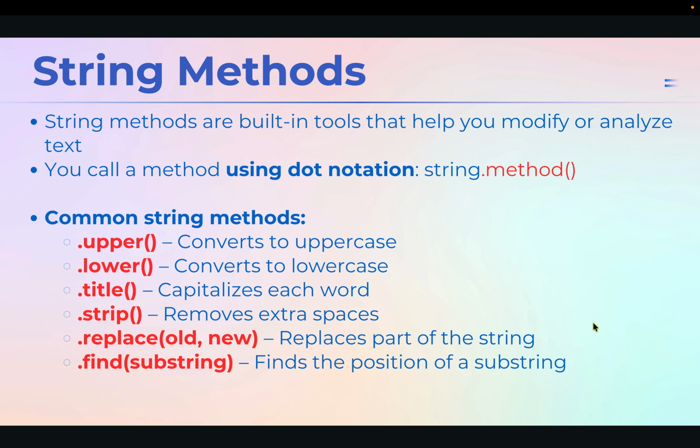So dot upper, dot lower, dot title, dot strip, dot replace, and dot find. They're all common methods you can use on a string, and they basically do some sort of action on your string. So you see here, upper is used to make it uppercase, lower is used to make it lowercase. Title will capitalize each word that's in the string. Strip would remove any spaces that you may have, and so on and so forth. So these methods exist for you already. You don't have to necessarily do these manually. So you can simply call these methods to use on your strings. And again, you'll see an example of that in another video.